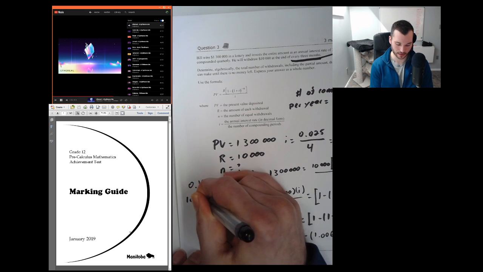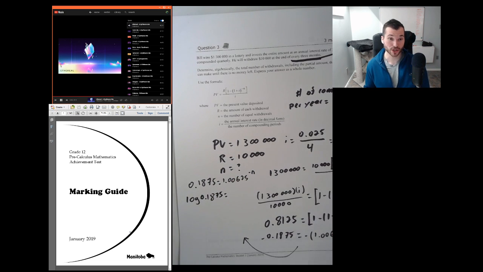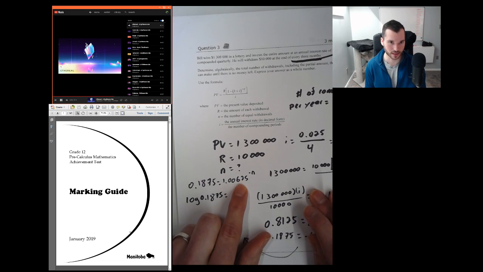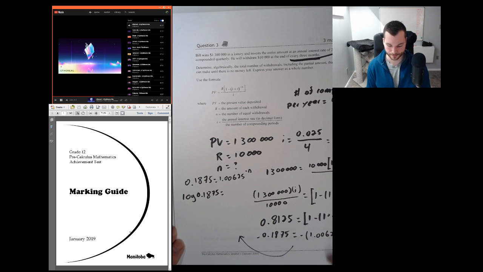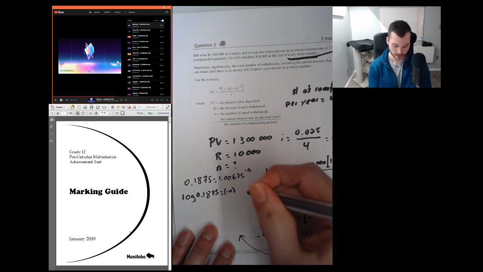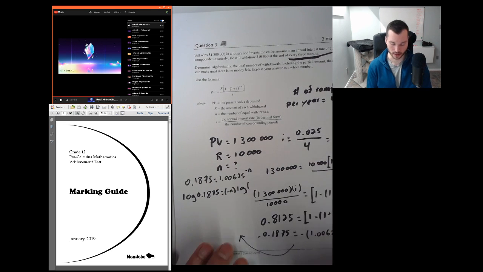Let's say this is a log of 0.1875 equals. I'm actually going to do the power rule right away. So I'm going to log this side, but I'm going to take down that negative n as a coefficient right off the bat. And let's see if I can fit this in. I doubt it, but let's see. Log. Oh boy, you're going to see that I'm just going to do this.